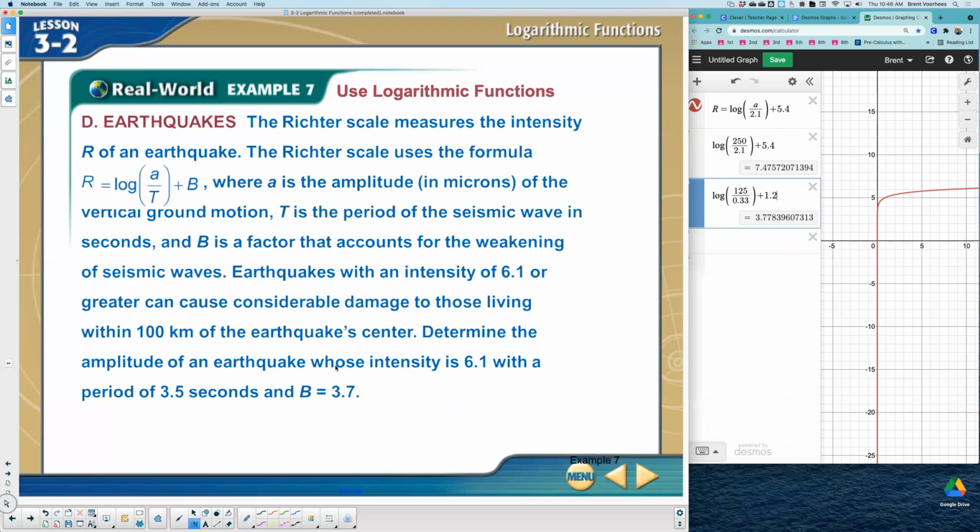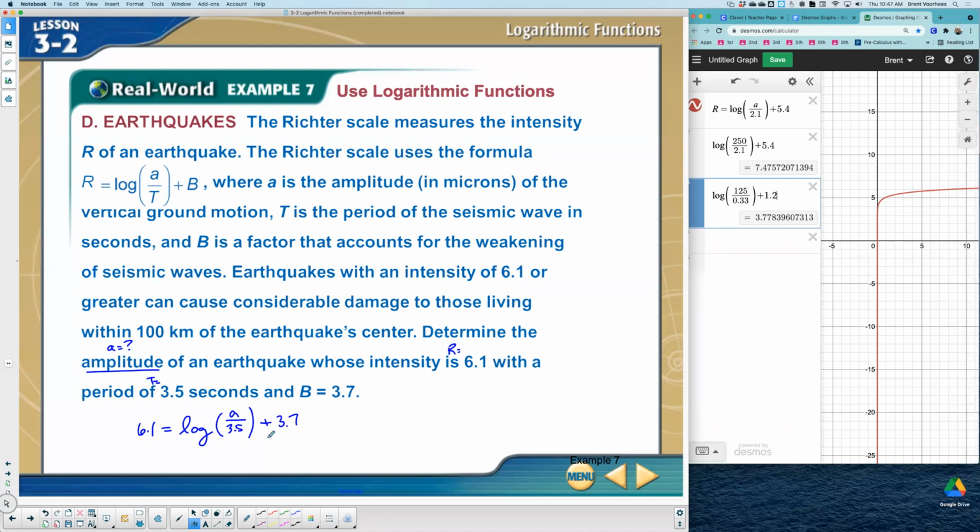And now finally D. This time we're going to search for the amplitude. So now we're saying, what is the amplitude? That's my unknown. The A is unknown. The intensity, that's the R, is 6.1, with a period, that's the T, of 3.5, and B of 3.7. So this time I'm going to say 6.1 will equal log of the unknown A divided by 3.5, plus 3.7 on the outside. And we would solve this.